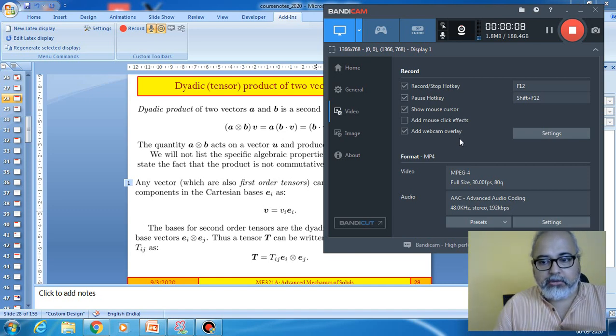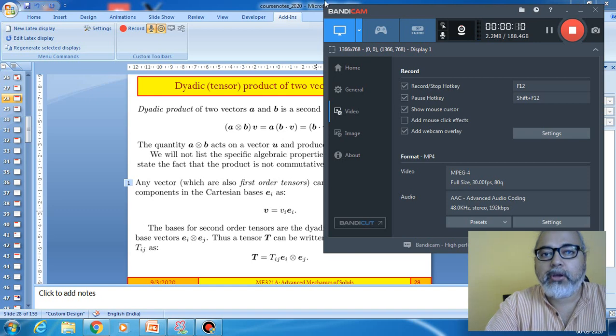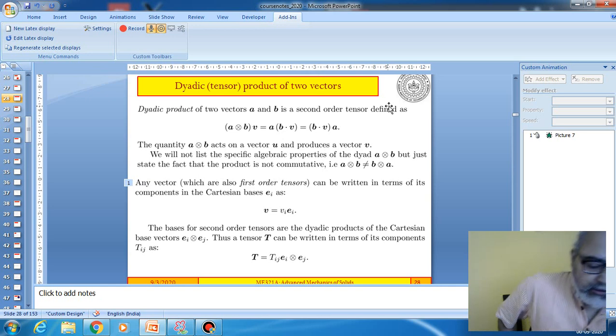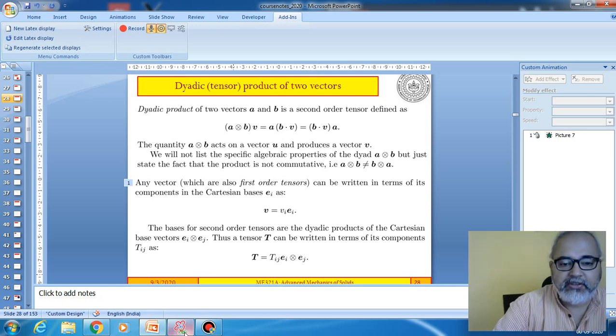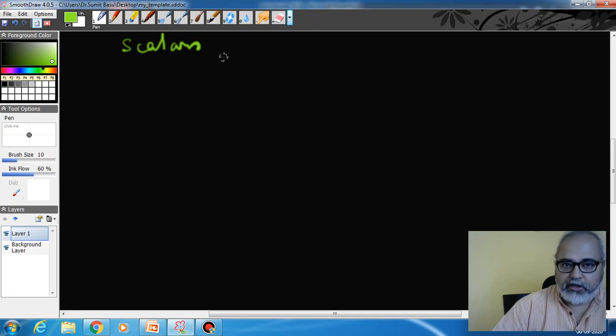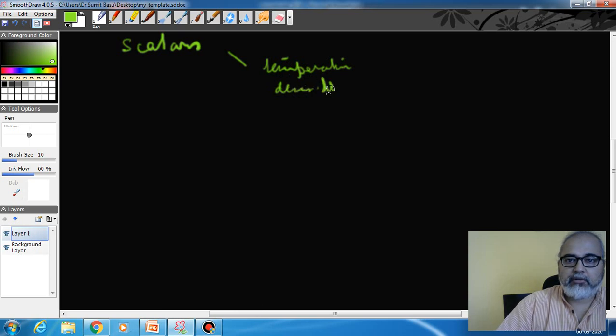Okay, let me start by recapitulating a few things that we have done so far. So we have learned about various kinds of quantities. We have learned about scalars, which you of course know. An example of scalars would be, let's say, temperature, density. This you already know. Then we have vectors.